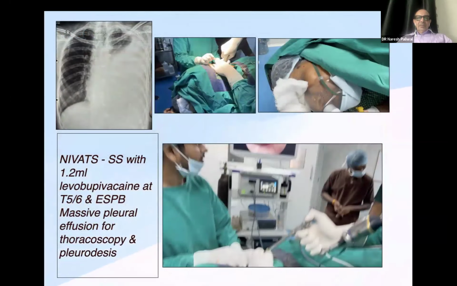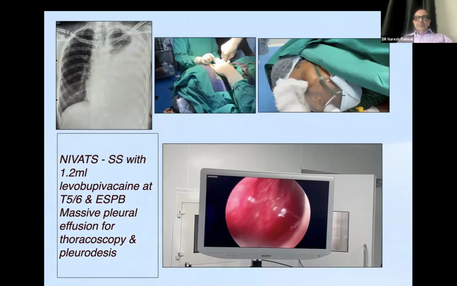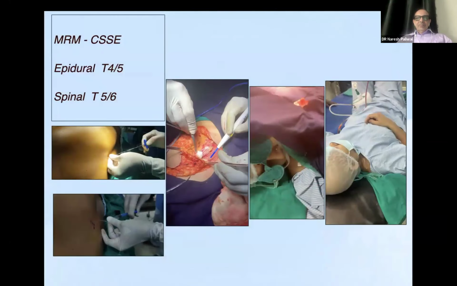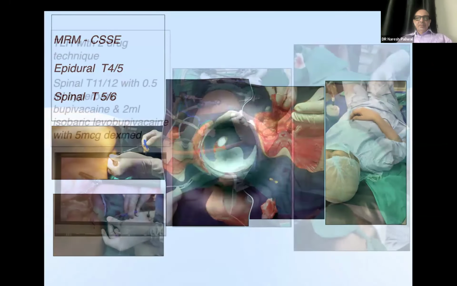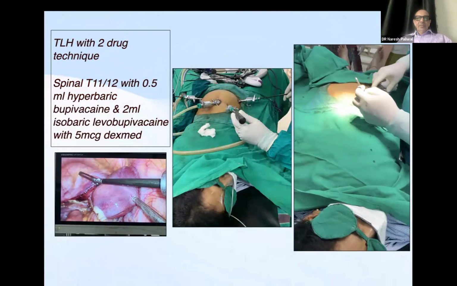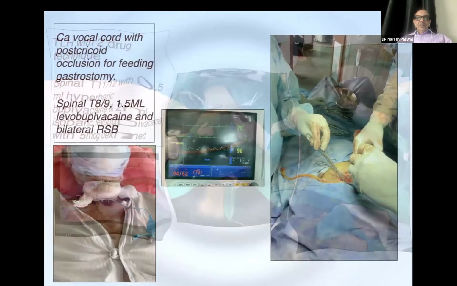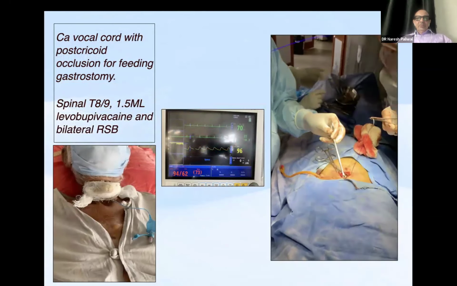This is VATS, segmental spinal, just 1.2 ml UVP, and T5-6 erector spinae plane block, massive pleural effusion for thoracoscopy and pleurodesis. This is again MRM. These are the same patient shifting herself at the end of surgery. TLH with 2-drug technique, spinal at T11-12, 0.5 ml hyperbaric and 2 ml isobaric. CA vocal cord post-cricoid occlusion for feeding gastrostomy. A very morbid old patient. Just 1.5 ml at T8-9.